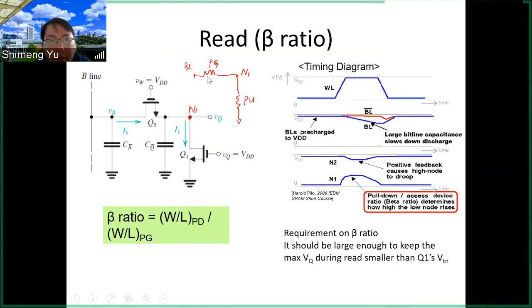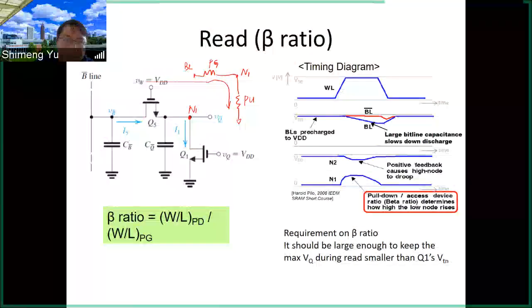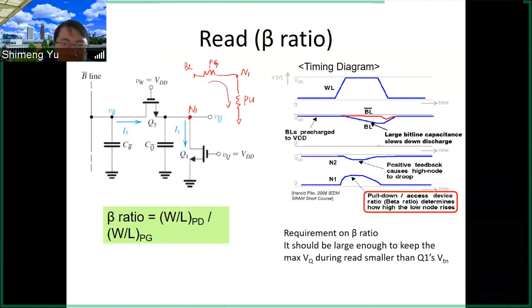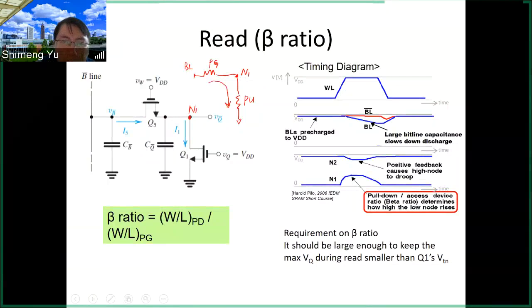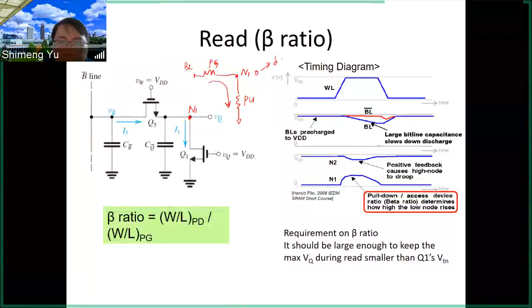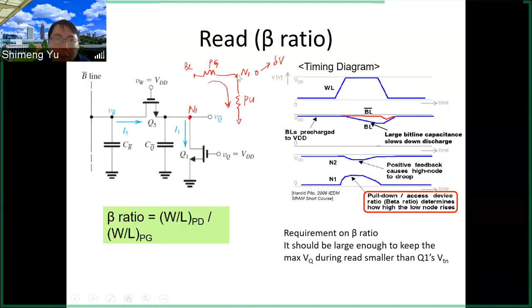Why? Because this is a voltage divider. If you have current flow, then this N1 voltage must be higher than ground, because this is a voltage divider. But you don't want this N1 voltage to increase too much. In this process, N1 is going to change from 0 to some voltage, let's say delta V. But you don't want delta V to be too large, because after the read operation, you want N1 to go back to 0 again.